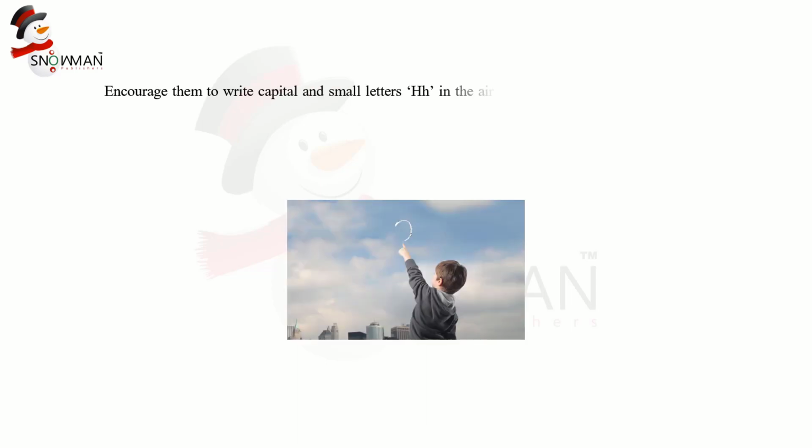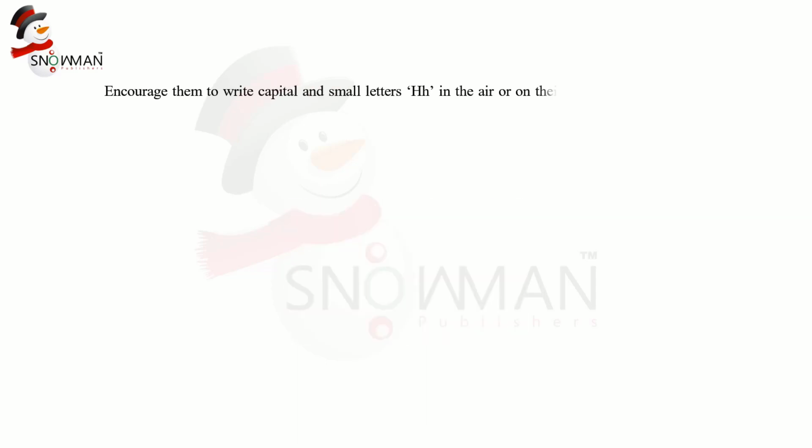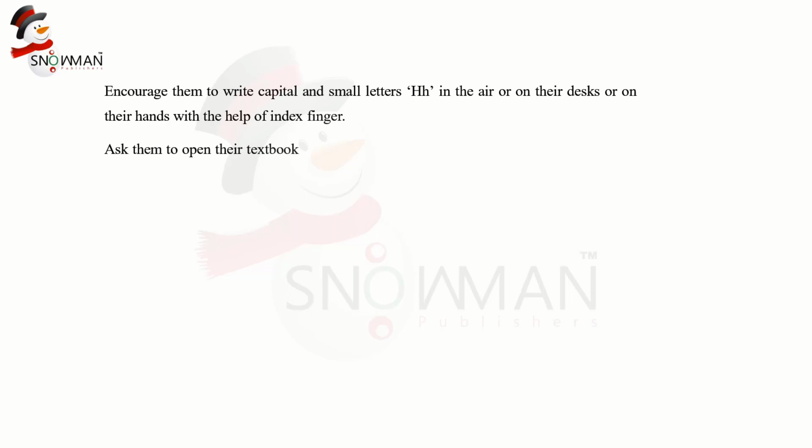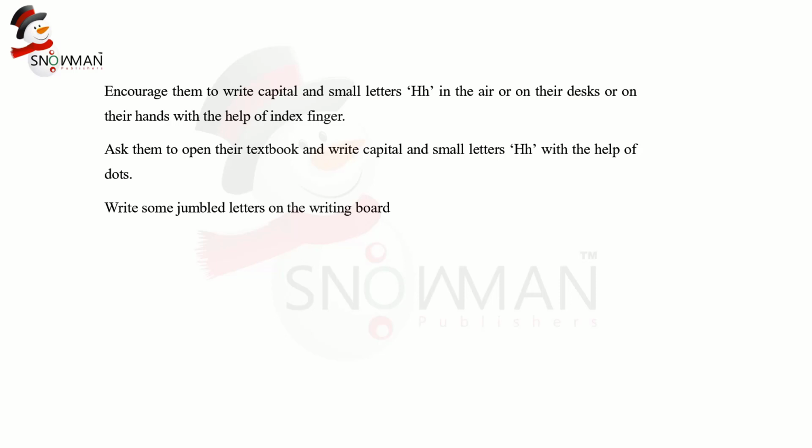Encourage them to write capital and small letters H in the air, or on their desks, or on their hands with the help of the index finger. Ask them to open their textbook and write capital and small letters H with the help of dots. Write some jumbled letters on the writing board and ask the children to recognize H.